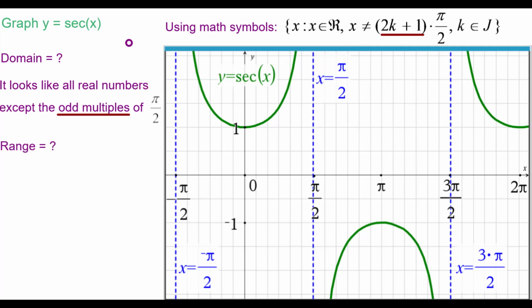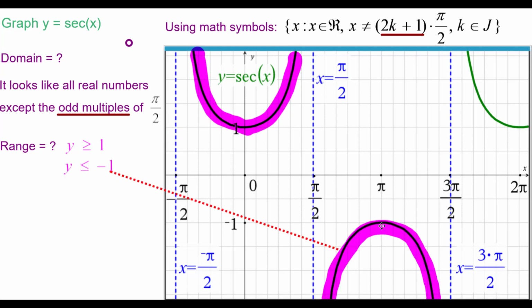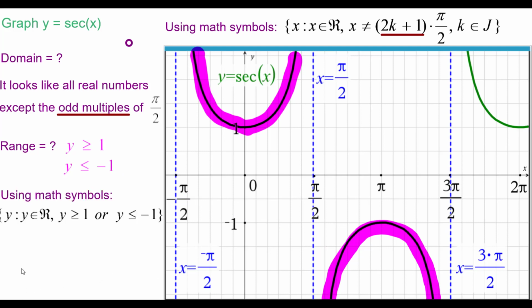The range, looking at the graph, the y values, here I colored them in pink. Looks like y is 1 and anything bigger keeps going up. Over here, y is negative 1 and everything smaller. So using the math symbols, we write that the set of all y such that y is a member of the reals, y is greater than or equal to 1, or y is less than or equal to negative 1.